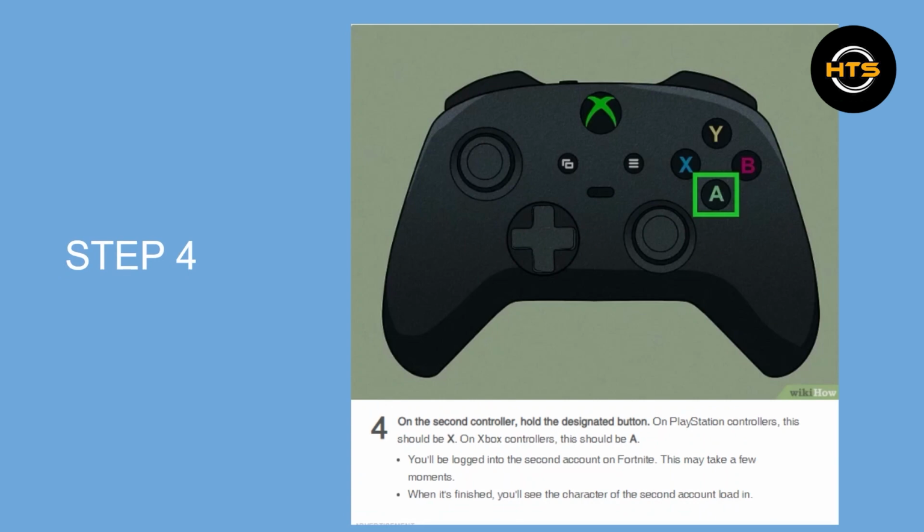Step 4 is on the second controller. Hold the designated button. On PlayStation controllers, this should be X. On Xbox controllers, this should be A. You'll be logged into the second account on Fortnite. This may take a few moments. When it is finished, you will see the character of the second account loaded.